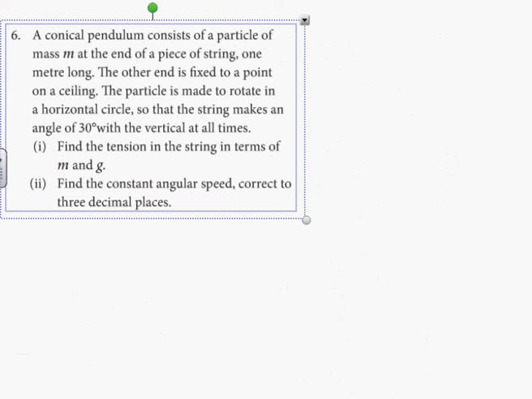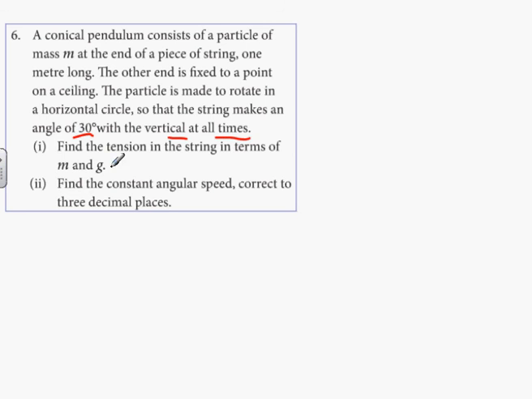Question 6. A conical pendulum consists of a particle of mass m at the end of a piece of string, 1 meter long. The other end is fixed to a point on a ceiling. The particle is made to rotate in a horizontal circle, so the string makes an angle of 30 degrees with the vertical at all times. Find the tension in the string in terms of m and g. Find the constant angular speed, omega, correct to 3 decimal places.